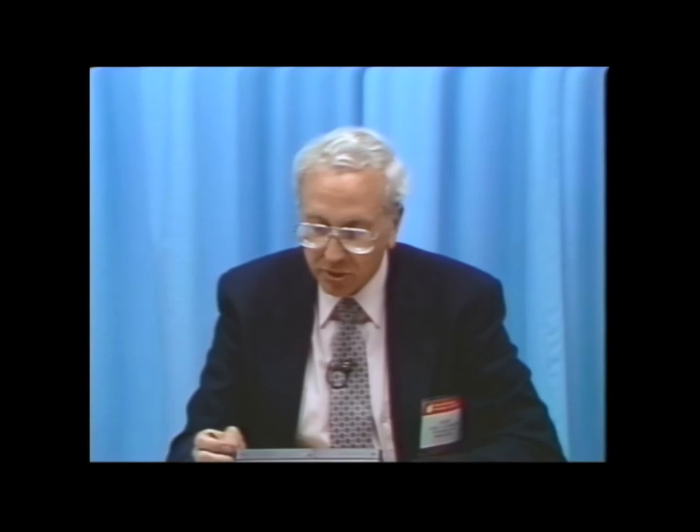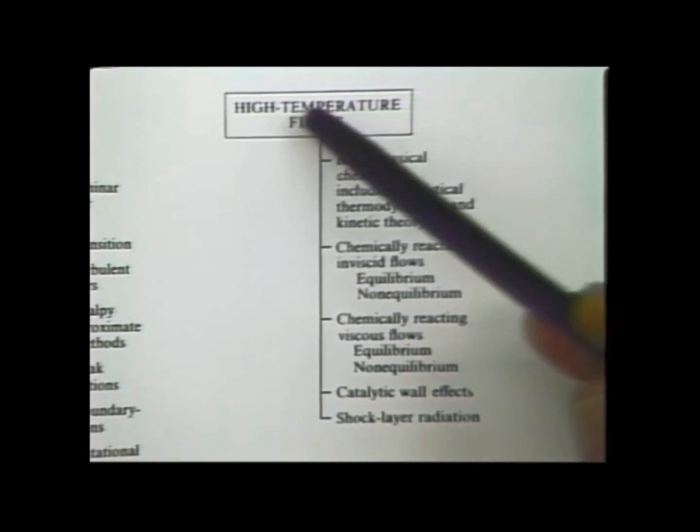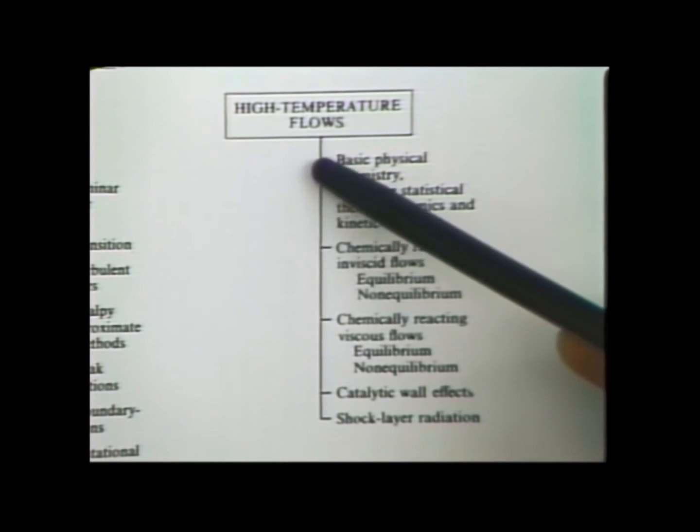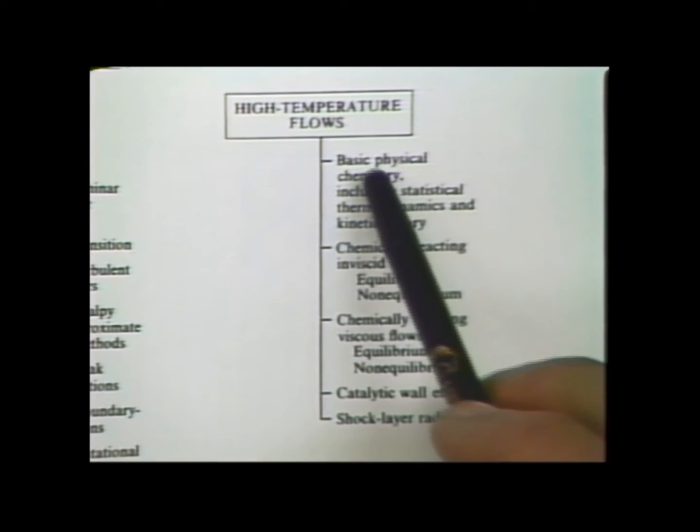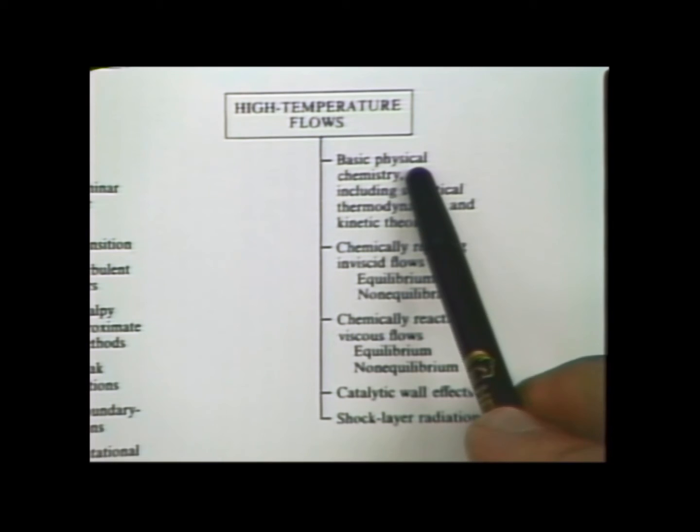What are we going to be talking about? Let's go back to our roadmap. We're still talking about some basic physical chemistry. We want to creep up on talking about high temperature flows. Before we can do that, we need to talk about some basic physical chemistry. We're starting to do that, and we're still doing that.